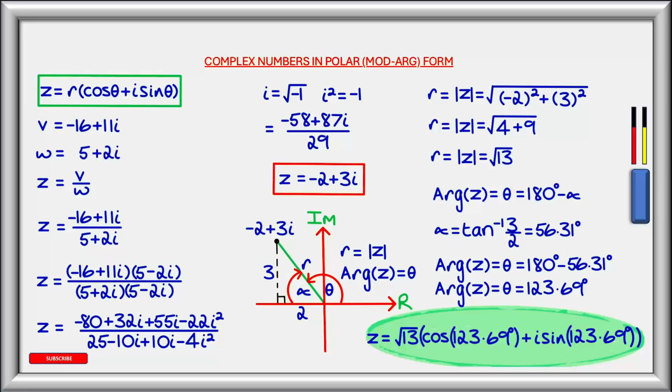And so complex number z in polar form is equal to the square root of 13 into the bracket of the cosine of 123.69 degrees plus i multiplied by the sine of 123.69 degrees.